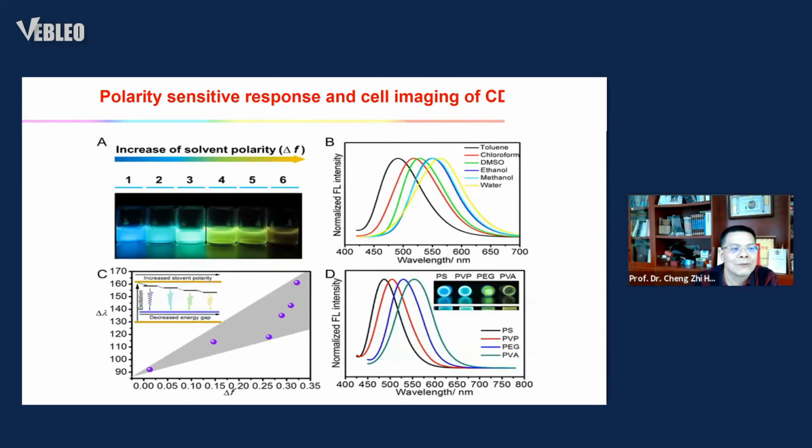It's interesting that the yellow carbon dots have emission dependent on the polar medium, and thus can be used for imaging change of polarity of micro environment of the Golgi.